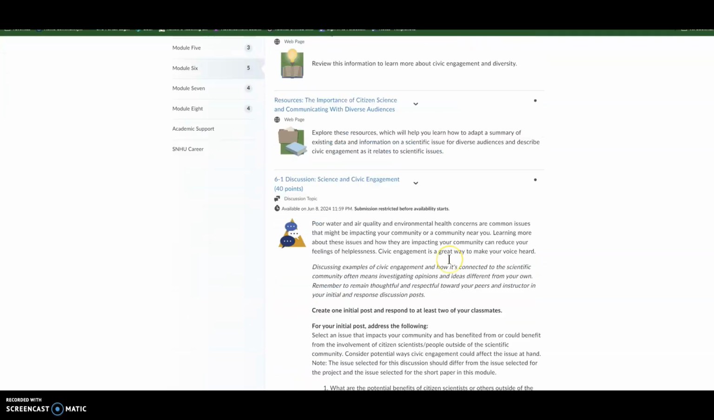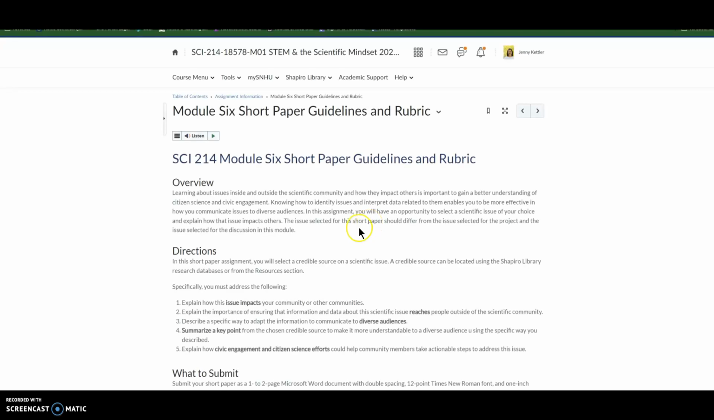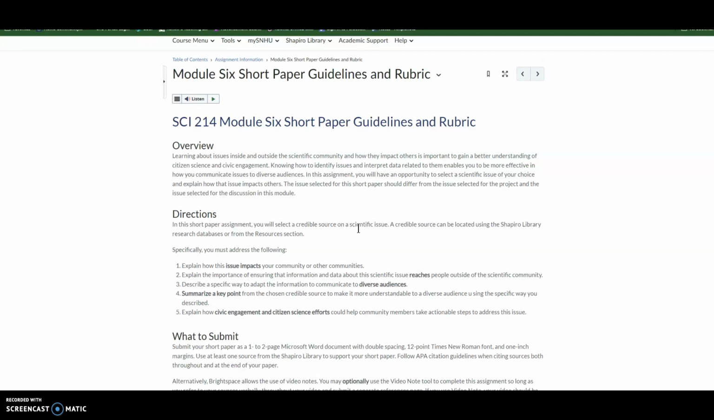We are going to look at the short answer paper that you are going to be doing for this module. And it's a little different. So when you go to the guidelines and rubric, it is talking to you about selecting a scientific issue and a credible source about that issue. Now, it should be different from the issue that you have been doing for your project. So you want to go outside of the issue that you've been doing this term and select a new issue. And you can find these sources from using the Shapiro Library or the resources section.